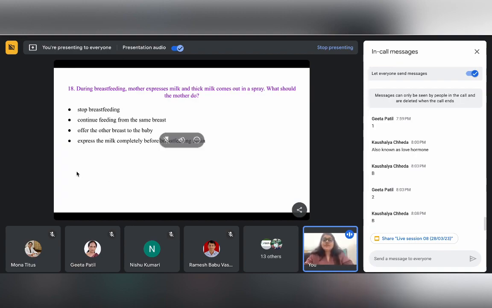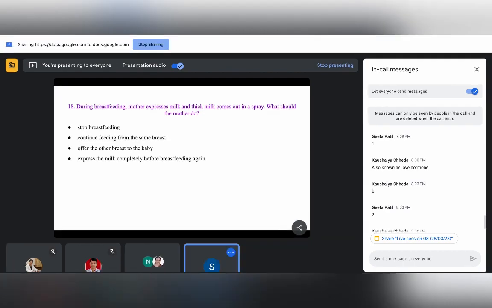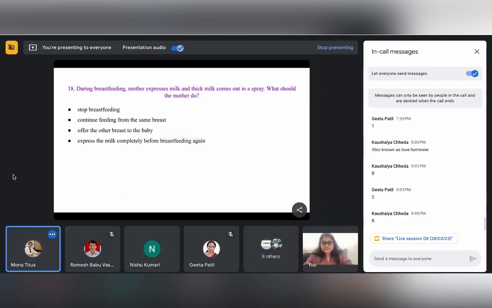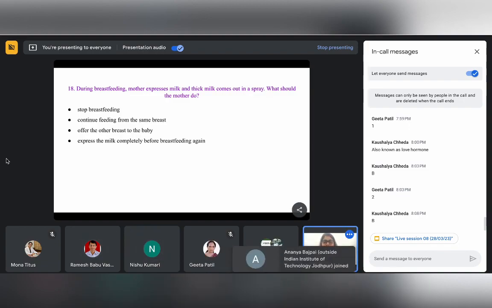During breastfeeding, the mother expresses milk and thick milk comes out in a spray. So what should the mother do? Option B. Okay. We have gone through this concept a lot of times, I remember myself. Can anybody just recapitulate for me? The fore milk and hind milk.